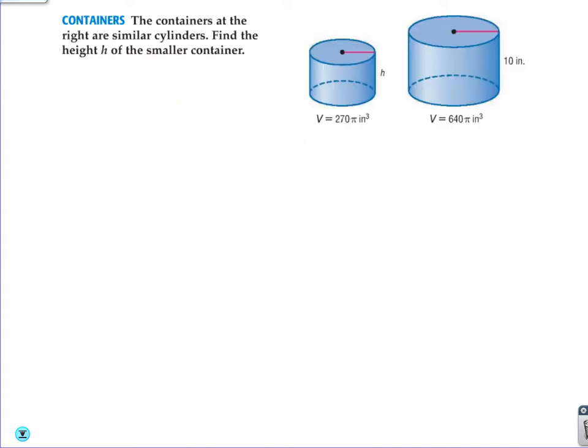Moving along. By the way, this is one of the hardest things that people have so much trouble with. It's not bad, is it? They give you 2 volumes. LAV. Linear, area, volume. They give you 2 volumes. Let's find them. These are similar. Anytime it's similar, you have a scale factor. We're going to start with our volume scale factor. Let's go from the large to the small. 270 pi times some scale factor, we'll call it V, is going to give you 640 pi.